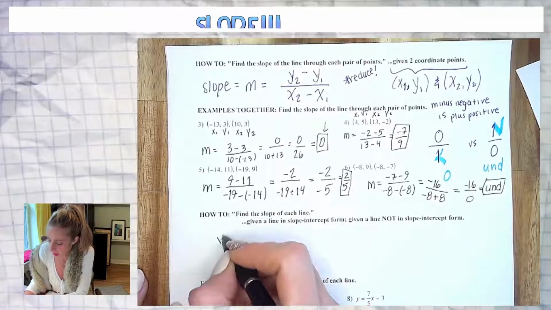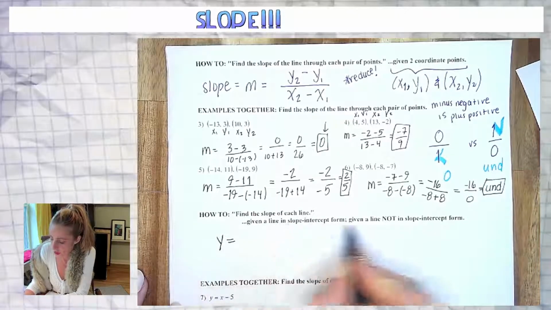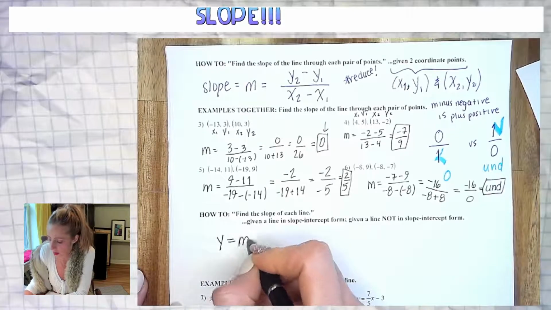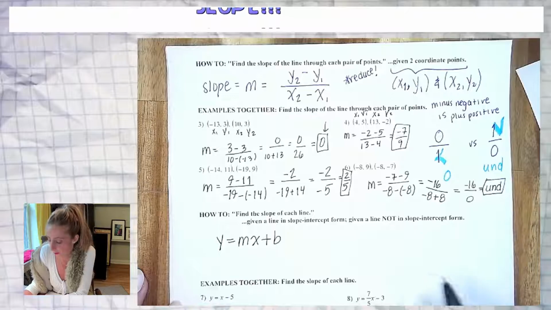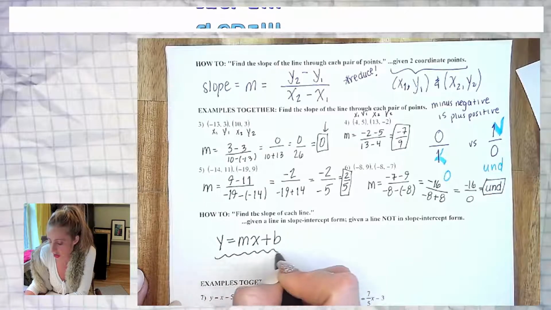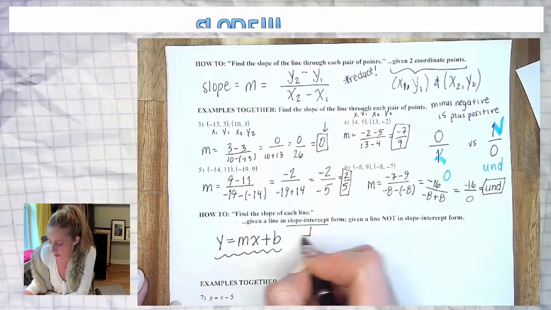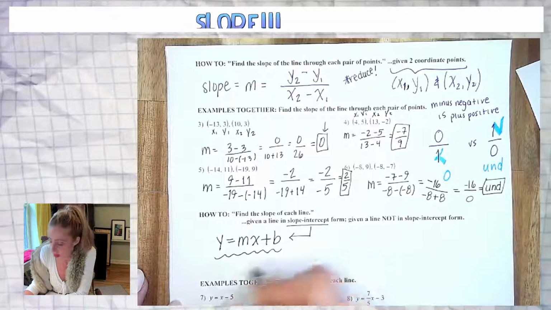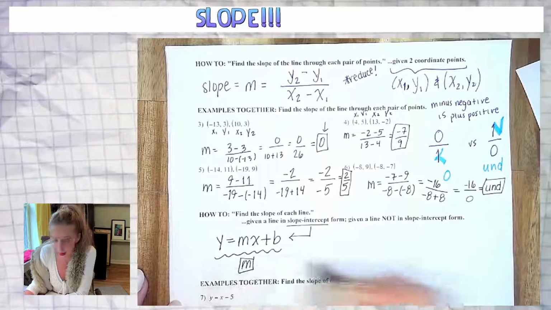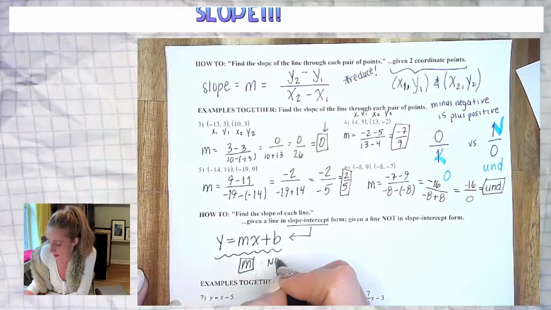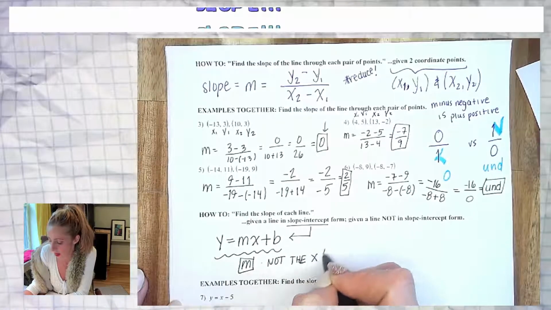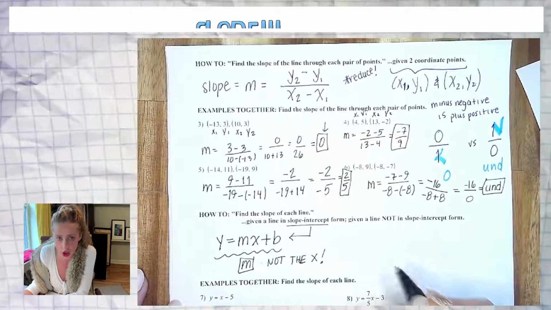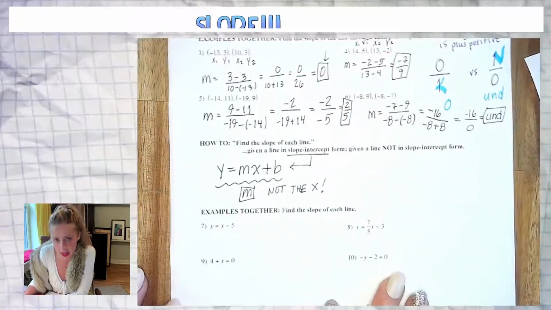Last thing, what if we have to find the slope of each line given slope-intercept form? Y equals mx plus b is what we call slope-intercept form. As long as your equation looks like this, you identify the slope by whatever m is, not the x. Do not write x next to it, just the number in front of the x.